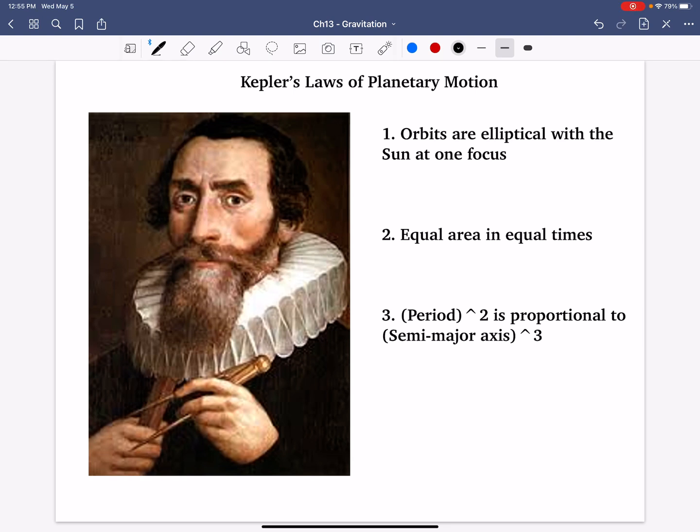Hey everyone, welcome back. This video will be all about a German mathematician and astronomer named Johannes Kepler. Kepler came up with three laws of planetary motion, as you see outlined here.